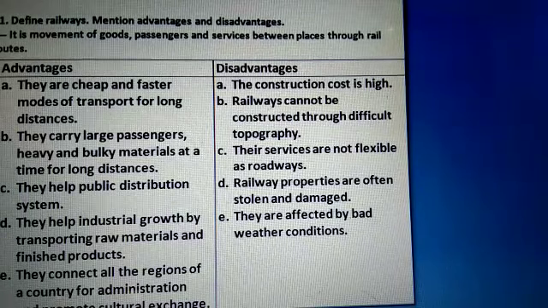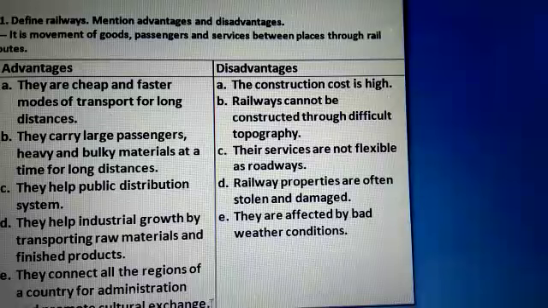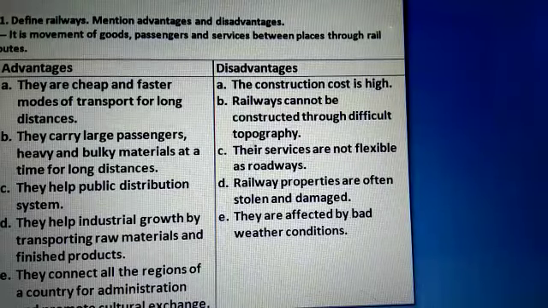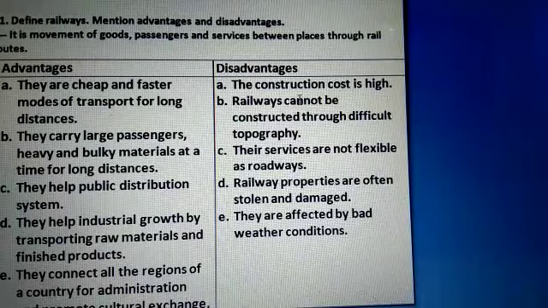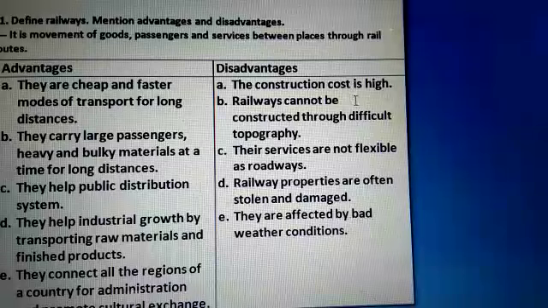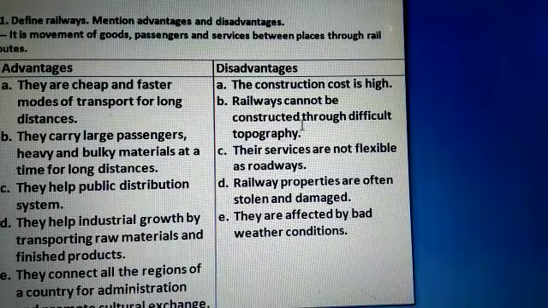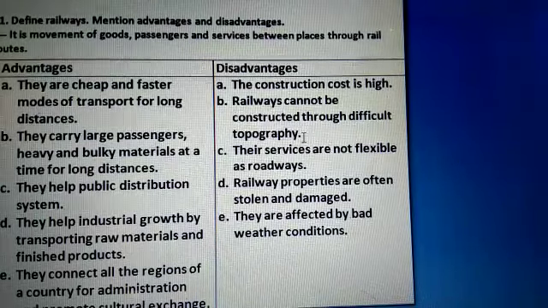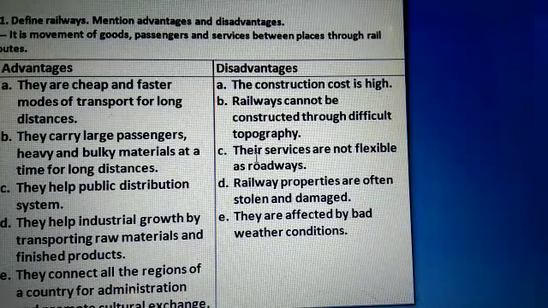and promote cultural exchanges and reduces mental distances. Come to the disadvantages: the construction cost is very high. In case of railway, as compared to roadway, construction cost is very high. So railways cannot be constructed through difficult topography, but we can construct roadways. So their services are not flexible like roadways.